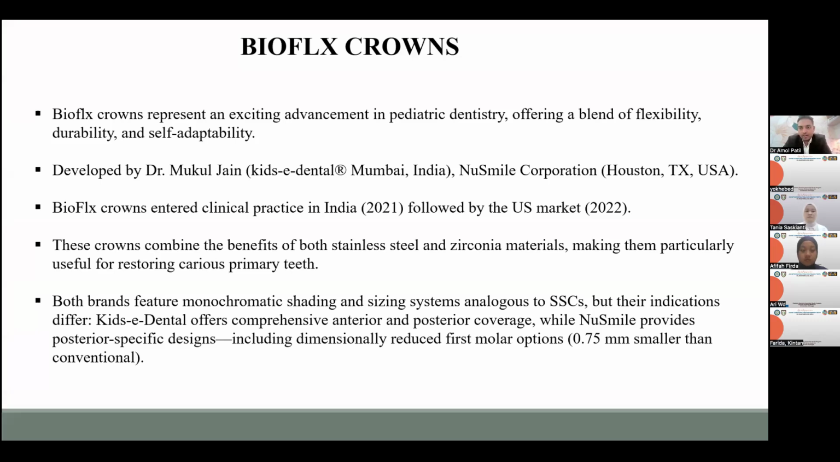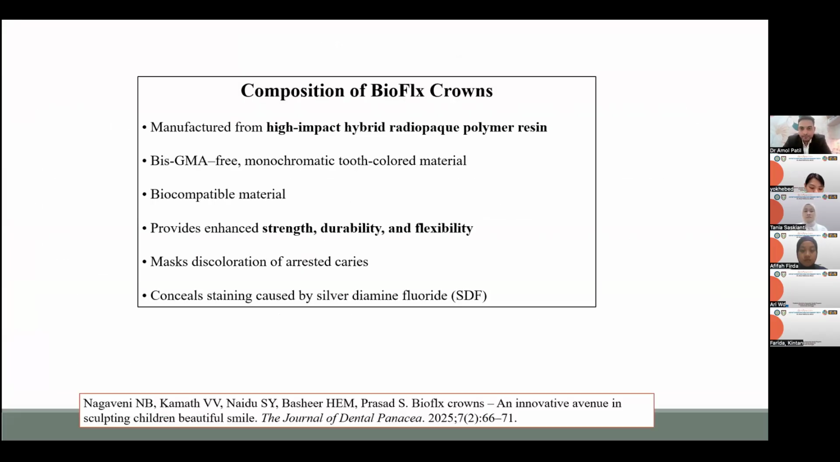These crowns were developed by Dr. Mukul Jain in 2021, and they have a partnership with New Smile Crowns. So the crowns are being made in India and they are transported to the USA for sale. The composition is a high impact hybrid radiopaque polymer resin. They are BPA free, biocompatible crowns. The strength, durability, and flexibility are already tried and tested with in vitro and in vivo trials.